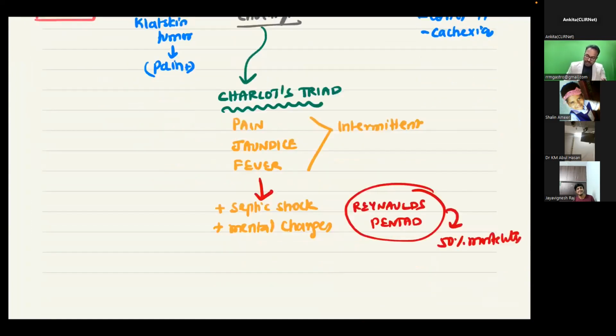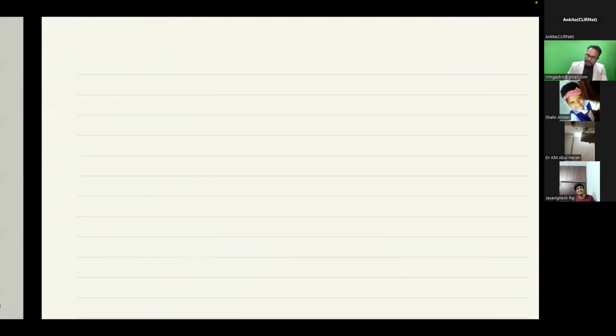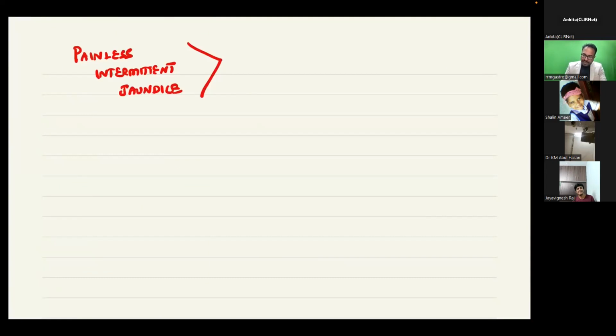And in the history, there is one more important history. Very important history. This question is again always asked in the Viva. They will definitely ask you this. Where will you get painless intermittent jaundice? Definitely this question is expected for you in the Viva exam. So in which condition of obstructive jaundice will you get painless intermittent jaundice?